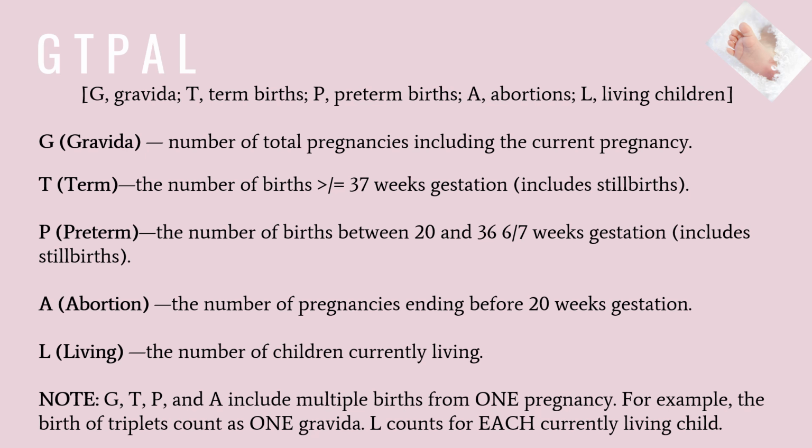Please note, G, T, P, and A include multiple births from one pregnancy. For example, the birth of triplets counts as one gravida. Another example, the birth of triplets at 32 weeks would count as one preterm delivery. So it would be a gravida 1, para 1. Lastly, L counts for each currently living child, so they all get their own number in the count.